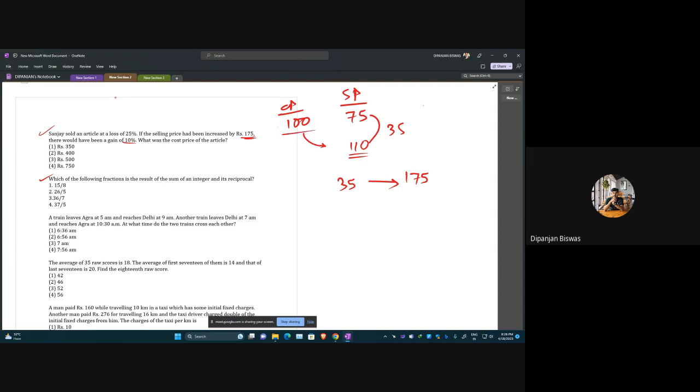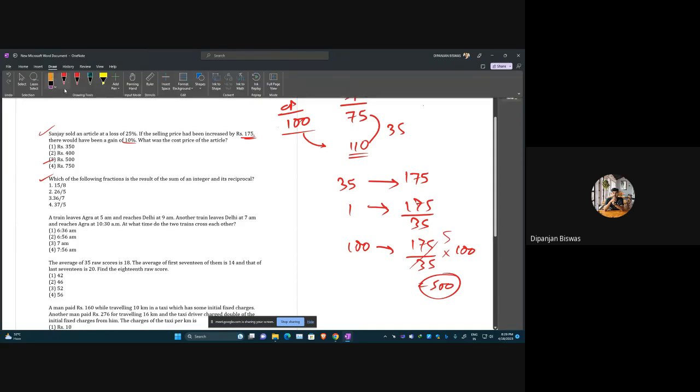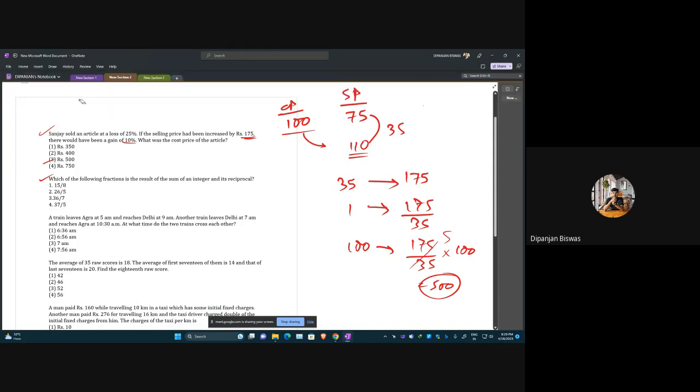So the cost price was 100. So 1's value is 175 by 35, and 100's value is 175 by 35 into 100. So this should be 500. 500 is the answer. Pretty easy question. I hope everyone was able to understand it.